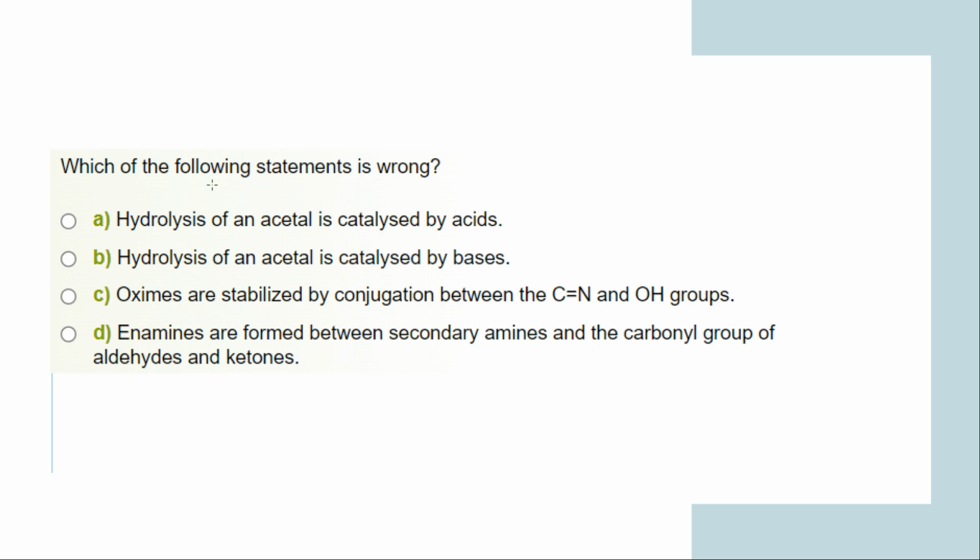Which of the following statements is wrong? Hydrolysis of an acetal is catalyzed by acids. Hydrolysis of an acetal is catalyzed by bases. Oximes are stabilized by conjugation between the C=N double bond and OH groups. Enamines are formed between secondary amines and the carbonyl group of aldehydes and ketones.